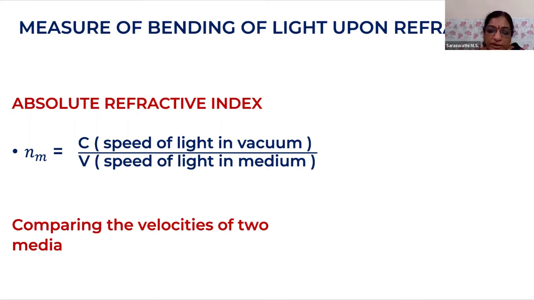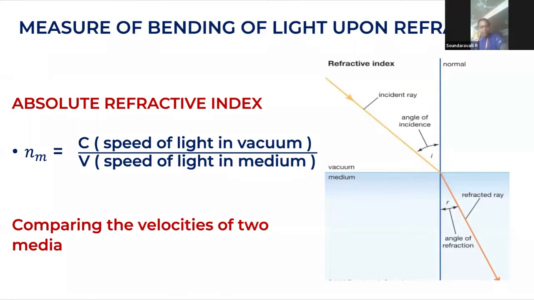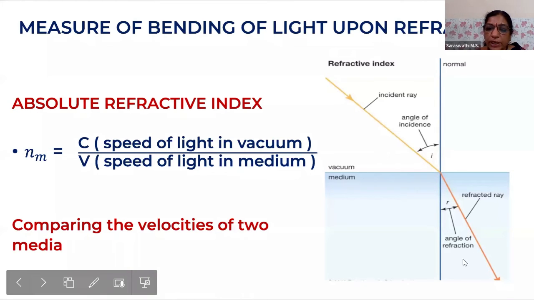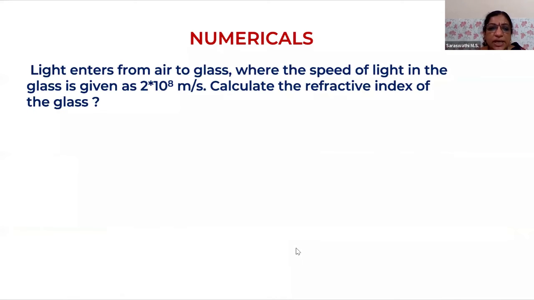It is a comparison of velocities of light in two media. Will it have a unit? No, ma'am, because it is a comparison of two like terms. So here you have an incident ray going from vacuum into a medium. It is going to bend towards the normal. Sin i will be greater than sin r here. So it is a ratio. Can you do this? Light enters from air to glass, where the speed of light in glass is given as 2 into 10 to the power 8 meter per second. Calculate the refractive index of glass.